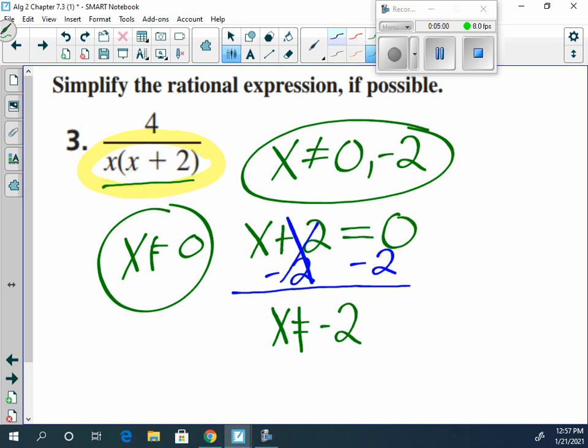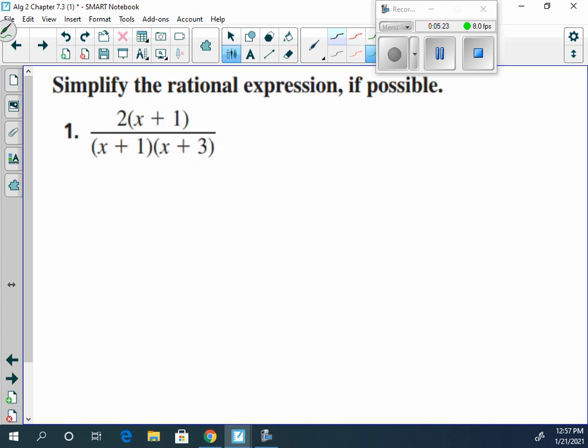So really, when we're trying to find the restrictions for a rational expression, we're trying to see what values of x or y, whatever the variable is, will make the denominator 0. And so to find that, we'll just set the denominator equal to 0. Questions on this here? Okay.